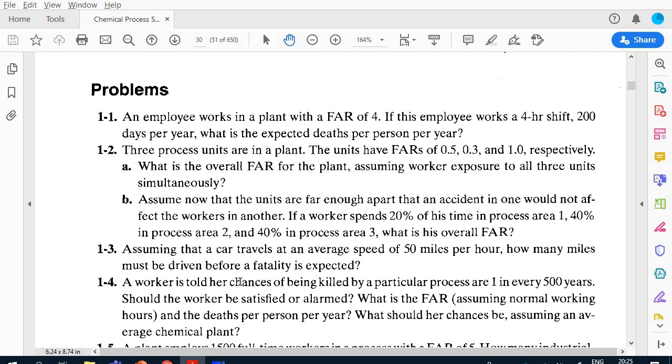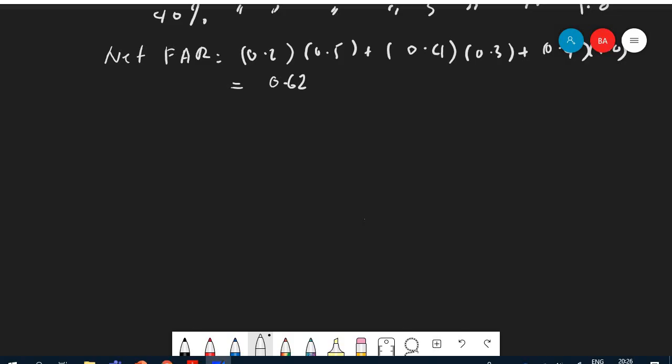So we have the 50 miles per hour here, and from one of the tables, I think it's table 1.4, you can have a look, the FAR traveling by car is already given to be 57 deaths per 10 to the power 8 exposed hours, and by that we can calculate how many miles must be driven for a fatality to happen. So let's go and solve the problem.